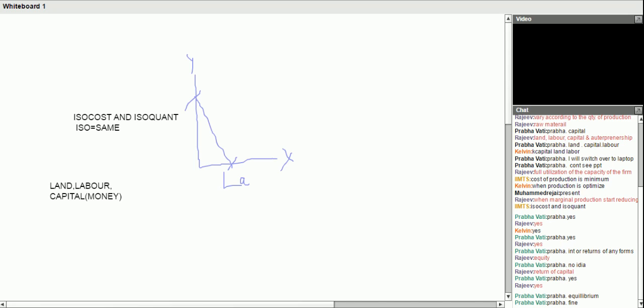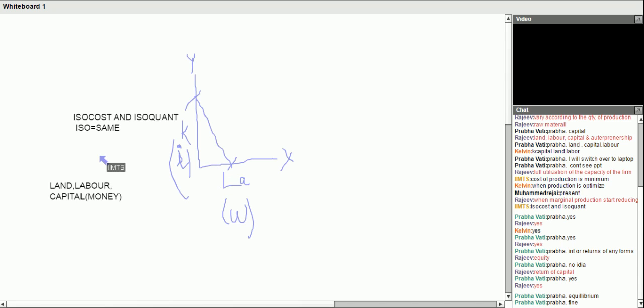L, A is for labor and K is for capital. So for K, the cost is the interest, and for labor, the cost is wages. On the x-axis we have plotted the wages, and on the y-axis we have plotted the interest of the capital. These are the two costs which the manufacturer will incur in the process of production. We are not talking about raw material and all. We are just talking about the factors of production right now.